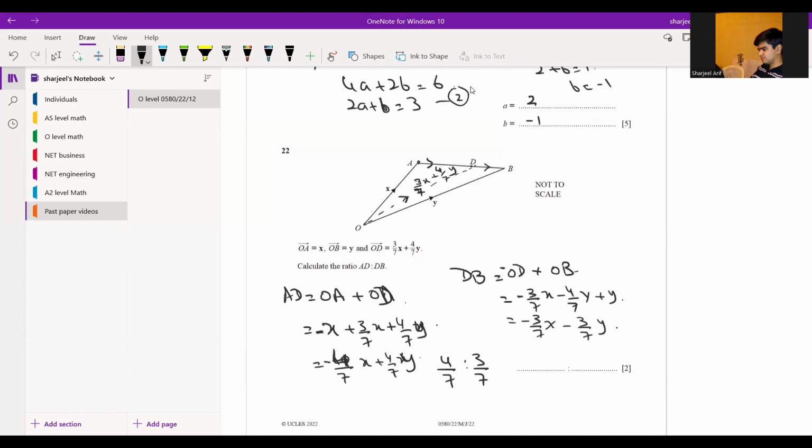Just compare the coefficient of x, or the coefficient of y. So you will get 4 ratio 3. Your answer will be 4 ratio 3.